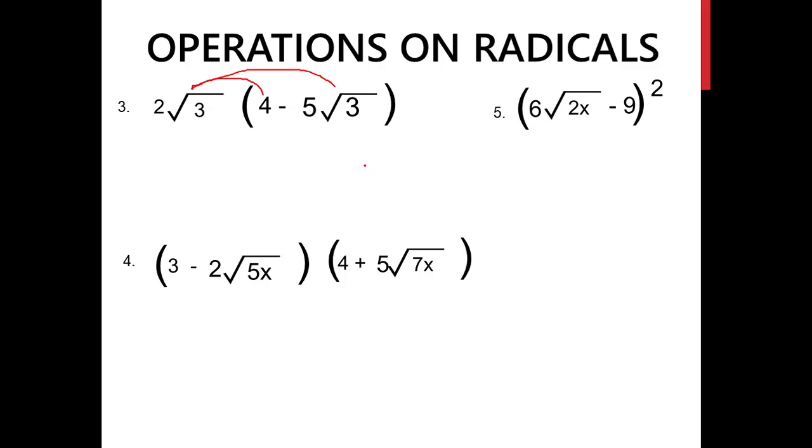So same as the multiplication, even if the two terms do not have similar variables, we can still multiply them. Okay. So here 2 times 4, that's 8. Since 4 does not have any radical inside, let's just bring down square root of 3. Then let's proceed here. 2 times negative 5 is negative 10.